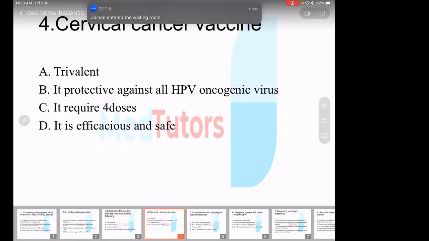Then C says it requires 4 doses. We've seen most of them require just 3 doses. Then D says it is efficacious and safe. Of course, yes, it is safe and it is efficacious.